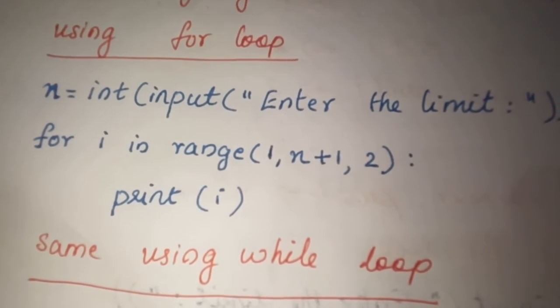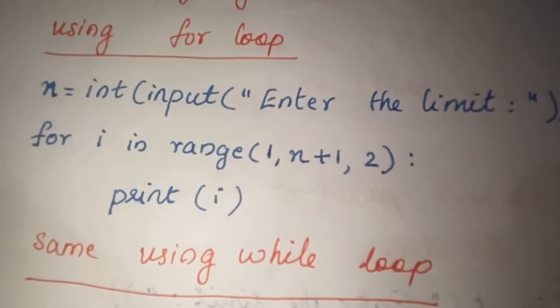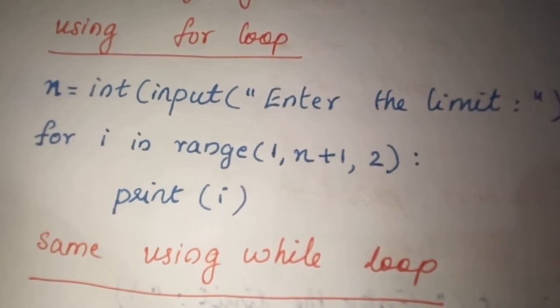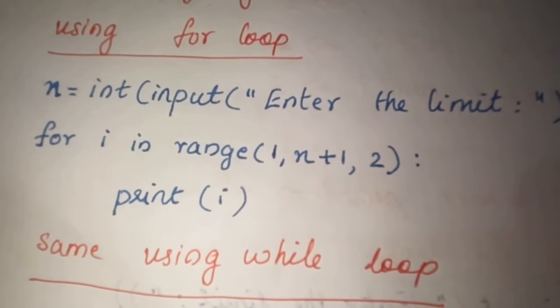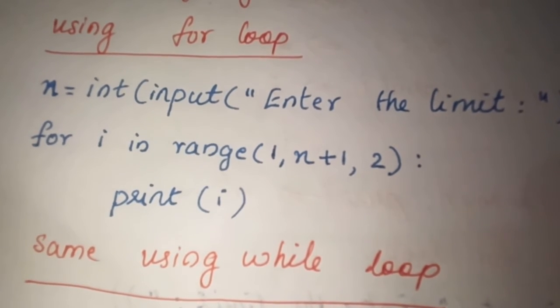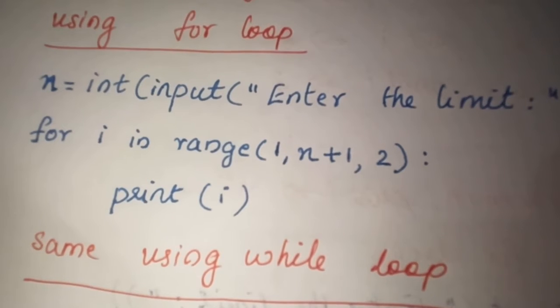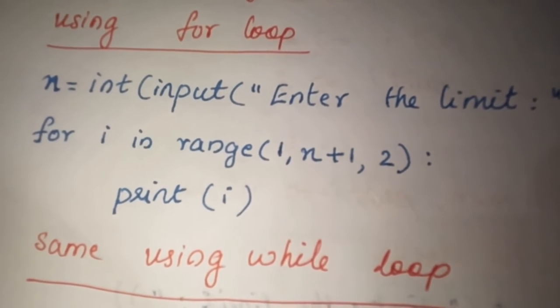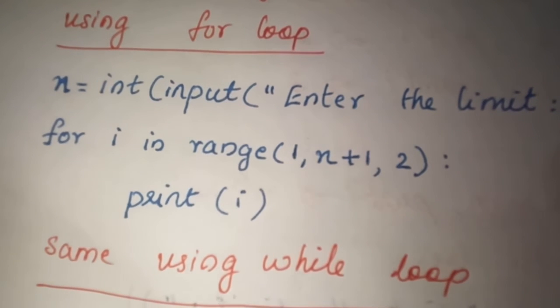And the last value of the range function is 2, which means every second value is taken. After 1, the second value is 3. Then the next value is 5. That means it is equivalent to adding 2 to it. So the for loop is giving you an easy solution. So the simplified code is there. It's a specialty of Python.